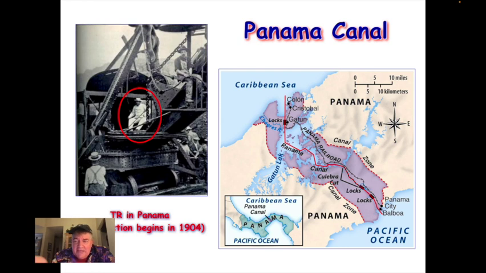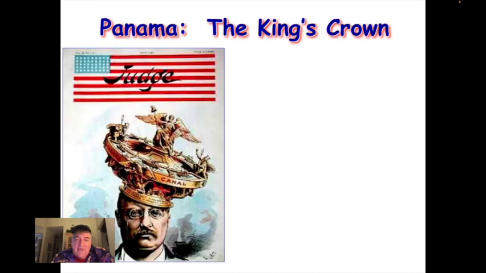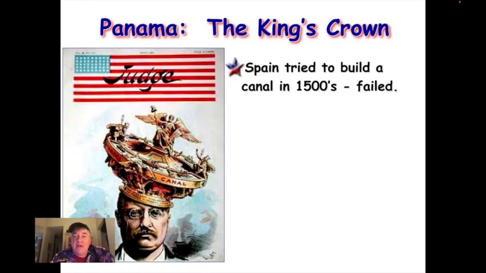The Caribbean Sea to the Pacific Ocean. This is a perfect spot because it's got a lake there. Now, granted, the lake is actually not on sea level, so there's going to be some problems. That's why Spain tried to build the Panama Canal in the 1500s, could not do it, did not have the technology.